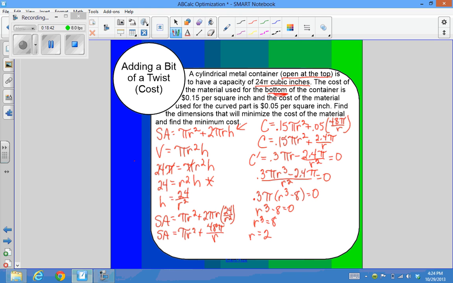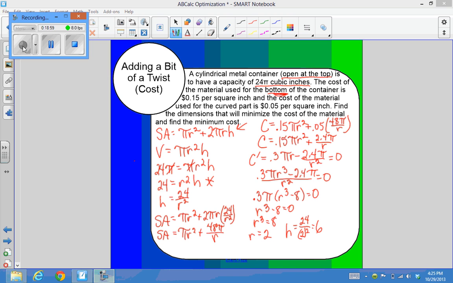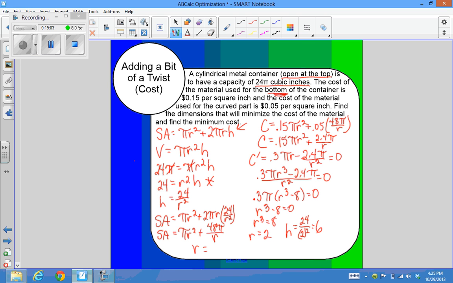So I have r equals 2, and I want to plug that back in to find my h. H is 24 over r squared, so over 2 squared, which is 24 over 4, which is 6. So my r, to finish this out, is 2 inches. My radius is 2 inches. My height is 6 inches.